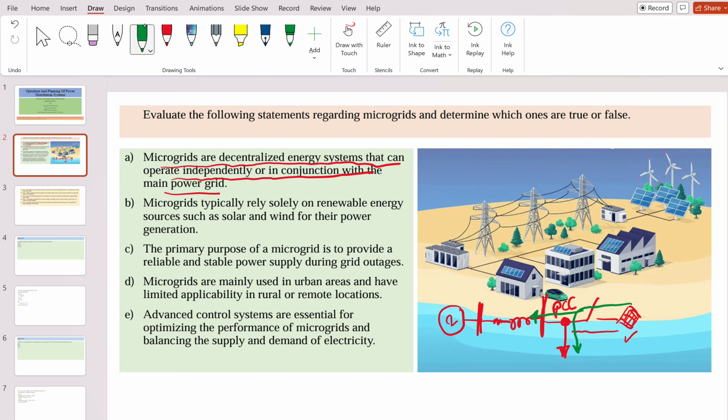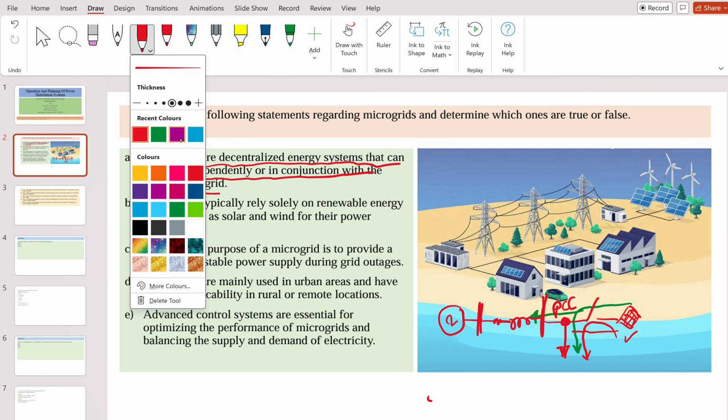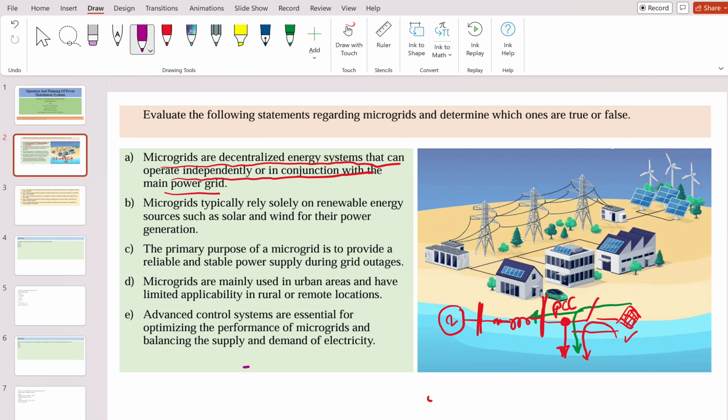But when the grid is not there and there is an outage, it can also supply power to the house and generate only that much which is required. So it can operate independently, and also in conjunction with the main power grid. So the first statement, option A, is actually correct.